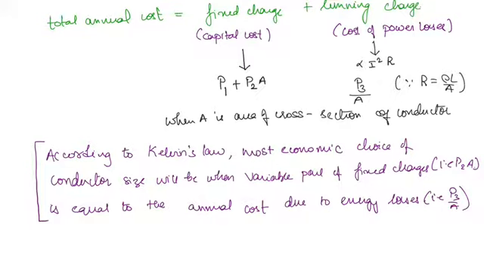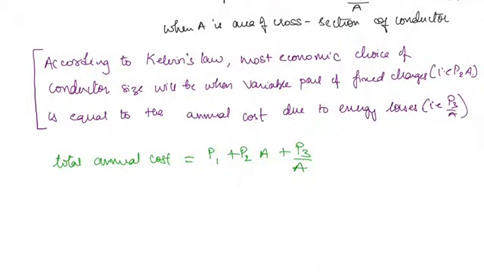This can be proved mathematically as well. What will be the total cost? The total annual cost can be written as P1 plus P2A plus P3 by A. Now we want the minimum cost. This should be minimum, so what will we do? We have to differentiate this and equate to 0.